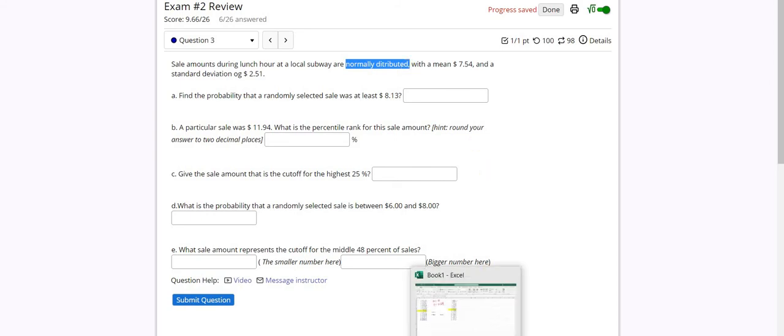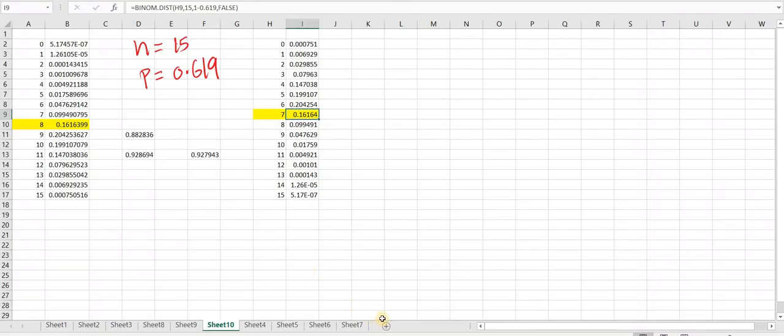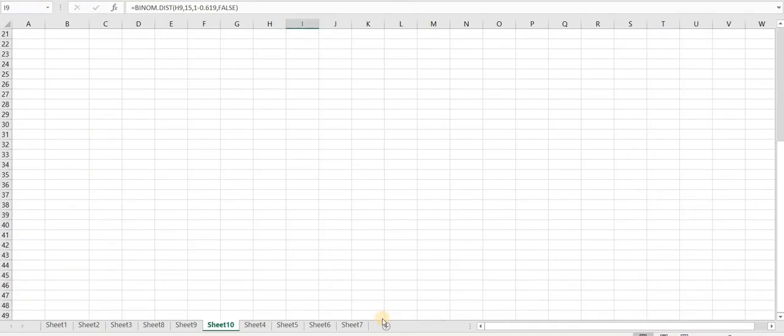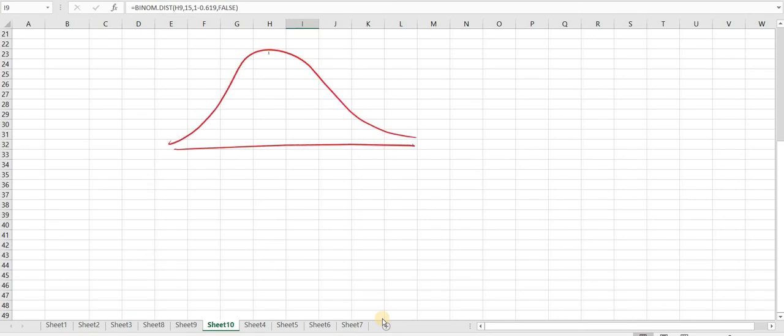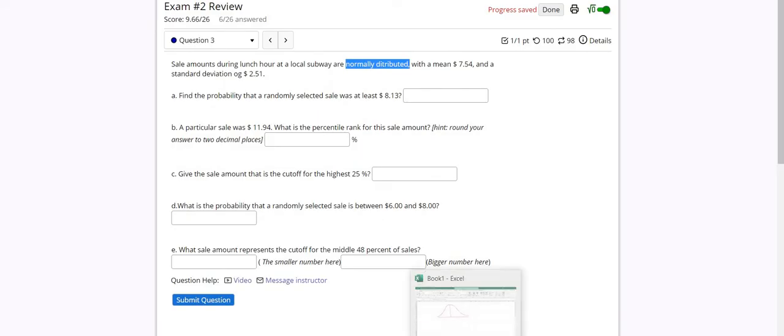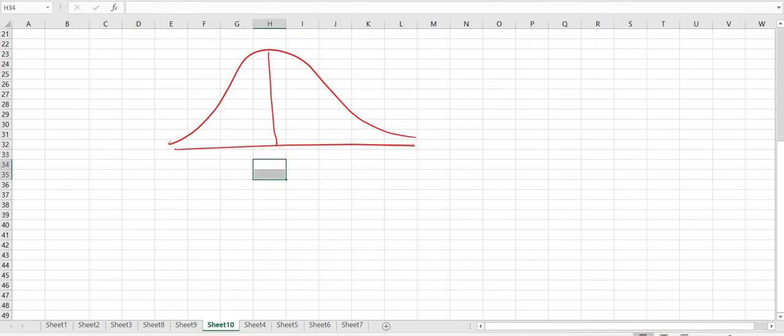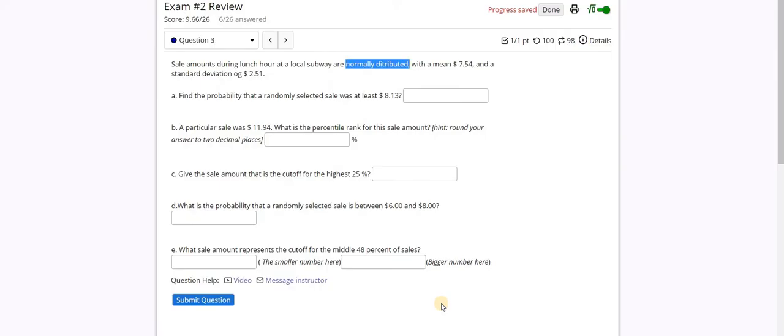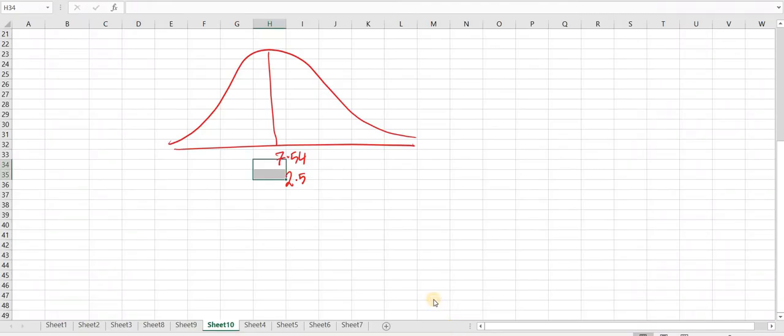So the first step I do is I go ahead and draw the normal distribution. Here is the normal distribution, and I have the mean. The mean is always in the middle, and the mean is equal to 7.54. And the standard deviation is equal to 2.51. Okay, now I have the mean and the standard deviation. I can answer the first question.